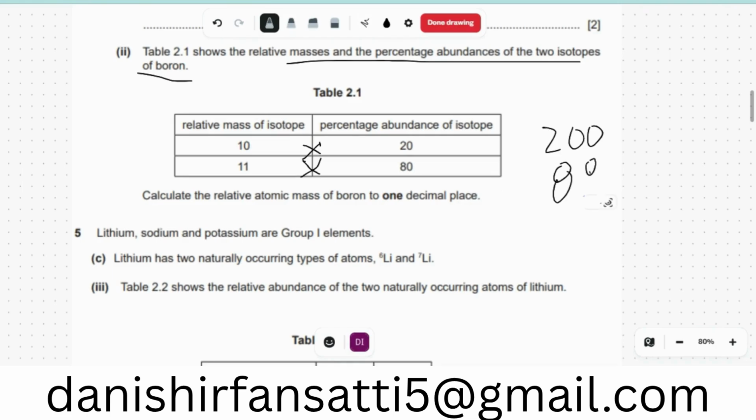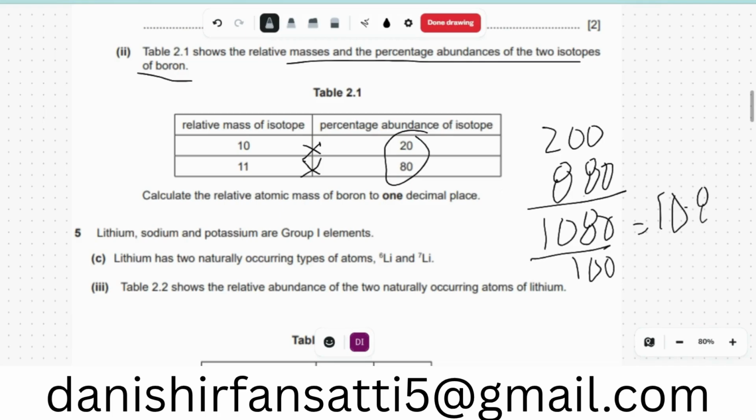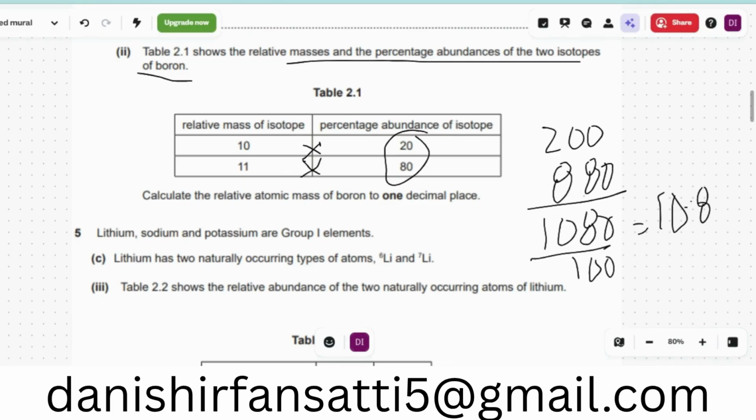We will add them up. That will give us 1080. Okay. So now what we have to do, the total abundance is 100%, so we will divide this by 100. That will give us 10.8. Okay. Now, the relative atomic mass of boron is 10.8.